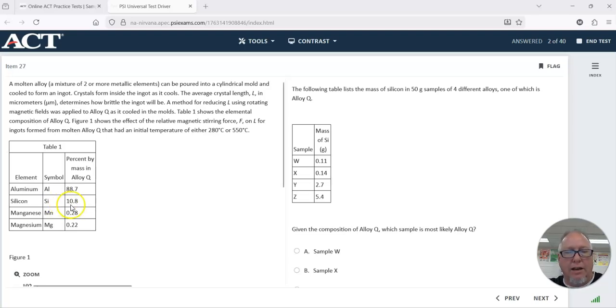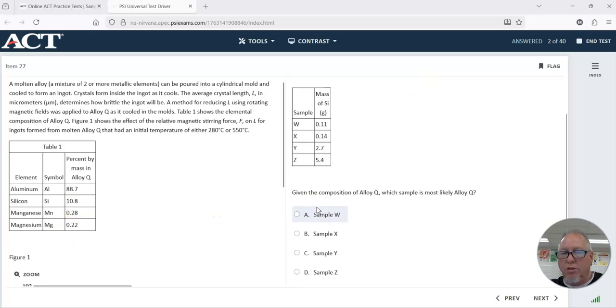But the silicon is 10.8. And the key here is you have to recognize that they gave you a 50-gram sample. So it's exactly half the sample. If you have exactly half of the sample, the percent would stay the same, but this table says what's the mass. So if this is the mass in 100 grams, this would be the mass in 50 grams. You just have to take the 10.8 and divide it by 2, and then you get your mass. So the answer to that one would be D.